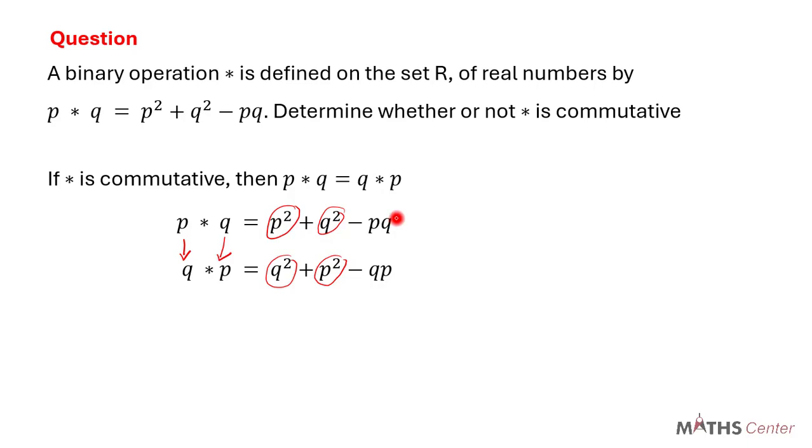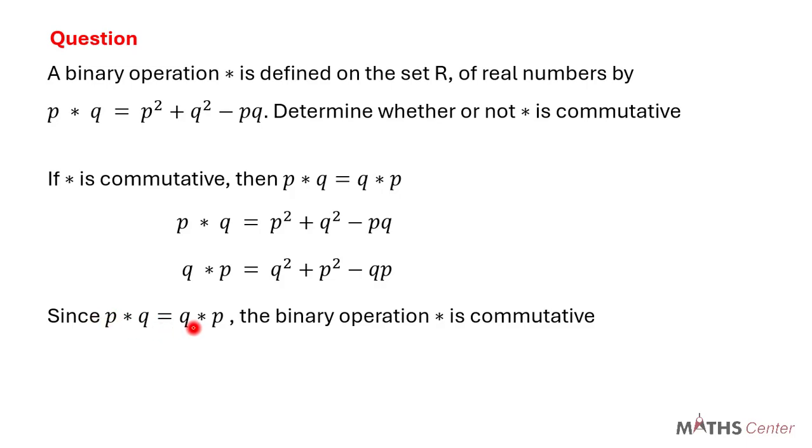On the left-hand side, we have negative PQ. On the right-hand side, we have negative QP. We know from multiplication that PQ is the same as QP. So negative PQ is the same as negative QP. So as you can clearly see, what we have on the left-hand side is equal to what we have on the right-hand side. So P star Q is equal to Q star P. Since P star Q is equal to Q star P, we can say that the binary operation star is commutative.